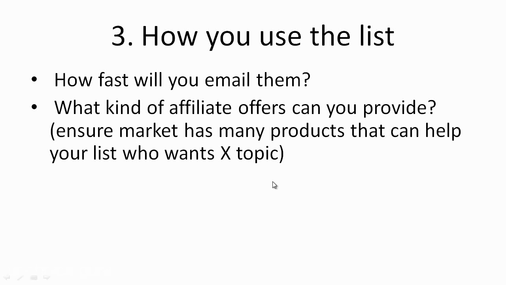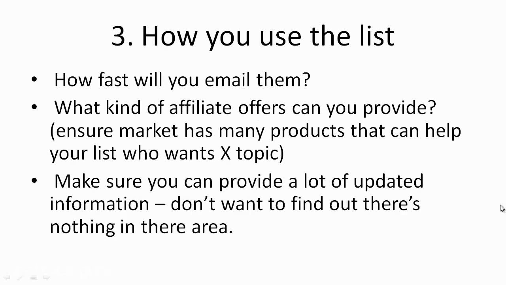Because if there really is not any, then maybe you shouldn't be building your list upon that specific topic. So you've got to research affiliate offers that you can provide and ensure that the market has many products that can help your list, who wants that specific topic that they signed up for. So make sure that you can provide a lot of updated information as well.